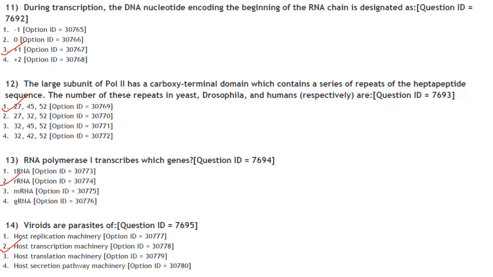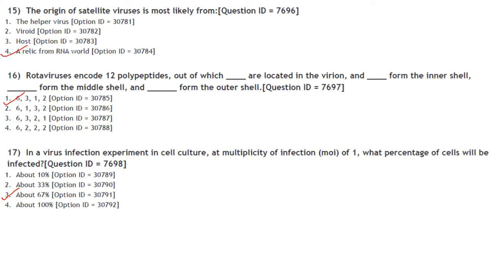Option 2. Viroids are parasites of. So viroids are obligate parasites of the cell's transcriptional machinery. So the answer here is option 2, that is host transcription machinery. The origin of satellite viruses is most likely from. So the origin of satellite virus must be a relic of the RNA world. Answer is option 4.